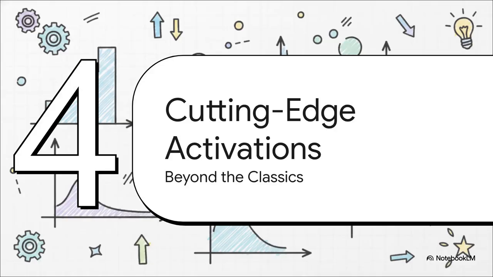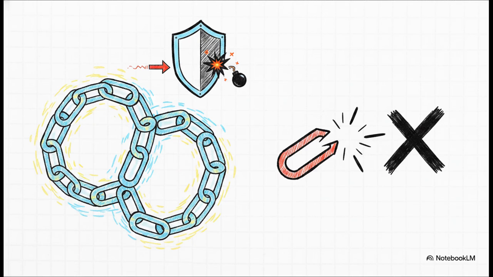So, if the classics and the fixes aren't perfect, what is next? Section 5. The cutting-edge activations. Say hello to SELU, the Scaled Exponential Linear Unit. This thing is a powerhouse. It's self-normalizing, which means the neural network converges much, much faster. And look at that second point. With SELU, vanishing and exploding gradient problems are completely impossible.